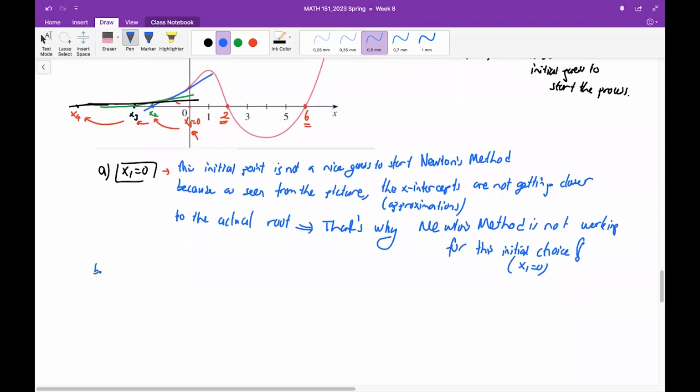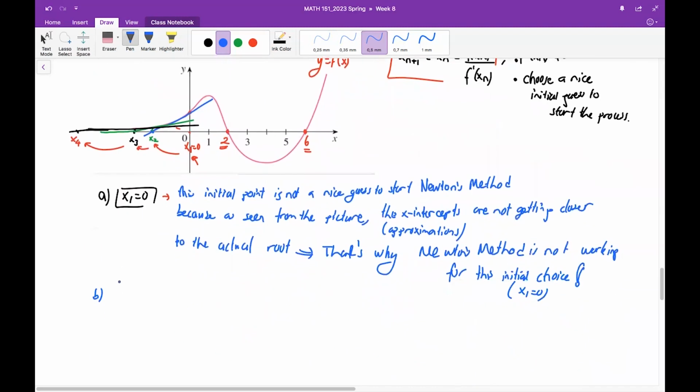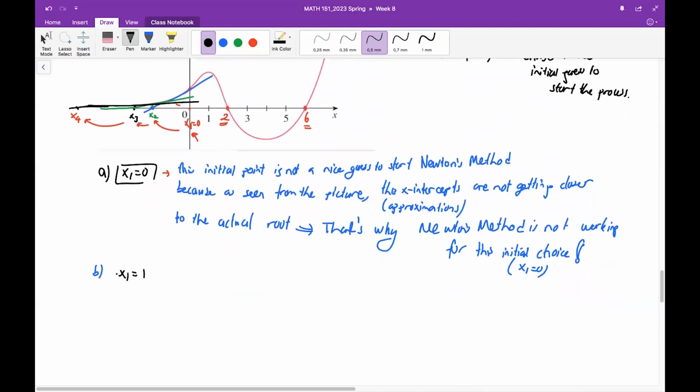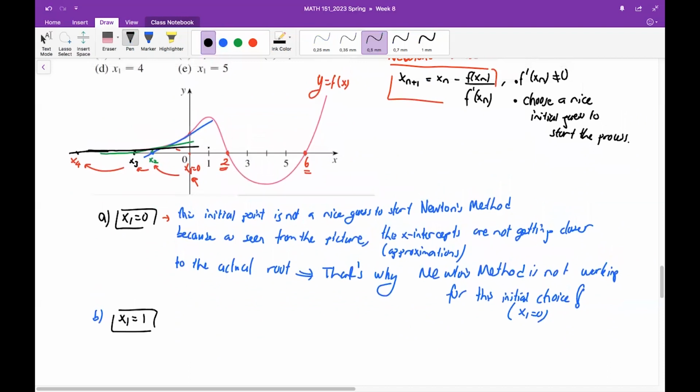Let's try the next one, B. Let's try x1 equals 1. Okay, now I will start the same process for this initial choice, drawing a tangent line. You see, I need to draw a horizontal tangent line for x1 equals 1. At the first step, the tangent line is horizontal. There is no x-intercept, meaning that there is no next approximation.